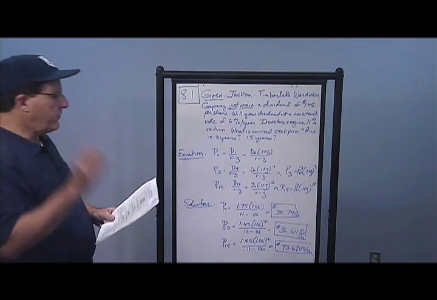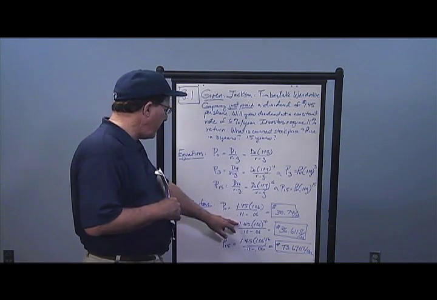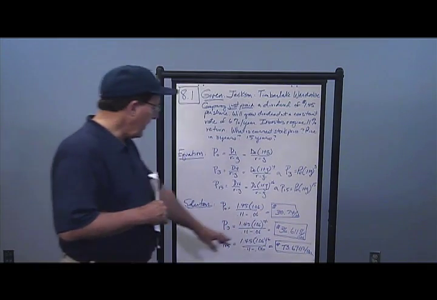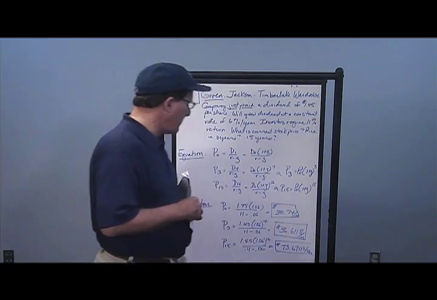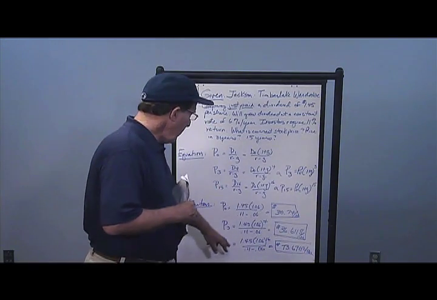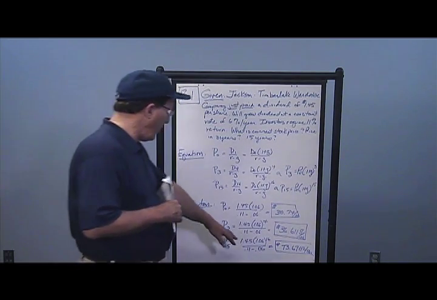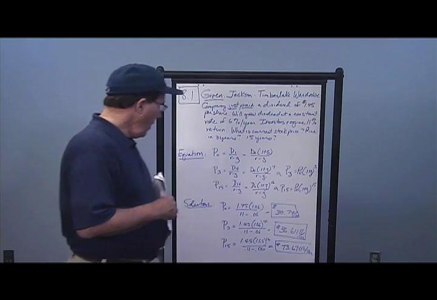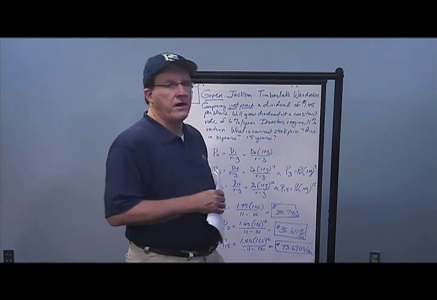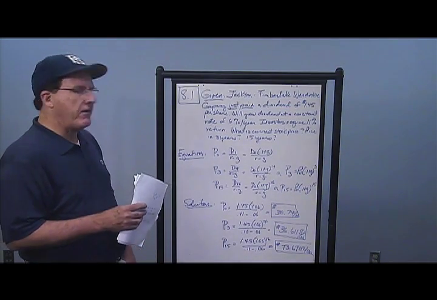Now, if I want price 3, that's equal to D4 over R minus G. Today's dividend times 1.06 to the 4th over 0.11 minus 0.06, I get a P sub 3 of $36.61. And P15 is D16 over R minus G, $1.45 times 1.06 to the 16th power over 0.11 minus 0.06. I get a price 15 of $73.67.